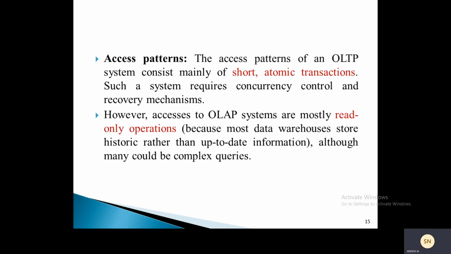Access patterns. The access pattern of an OLTP usually consists of short atomic transactions, so the system requires concurrency control and recovery mechanisms. Whereas access to OLAP will usually be only read-only operations, so there will be no modifications, even though there could be complex queries. So access to OLAP is mostly read-only operations, whereas OLTP contains short and atomic transactions, and hence the system requires concurrency control and recovery mechanisms.